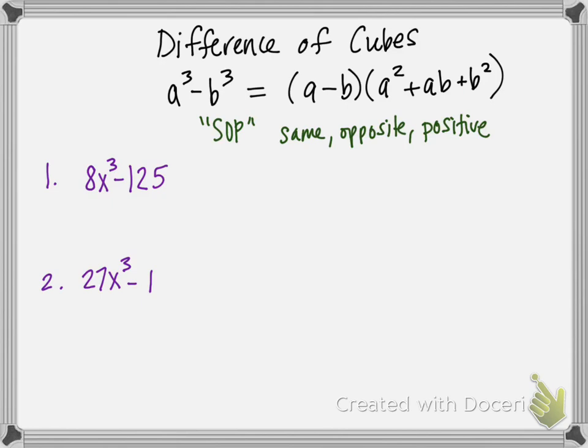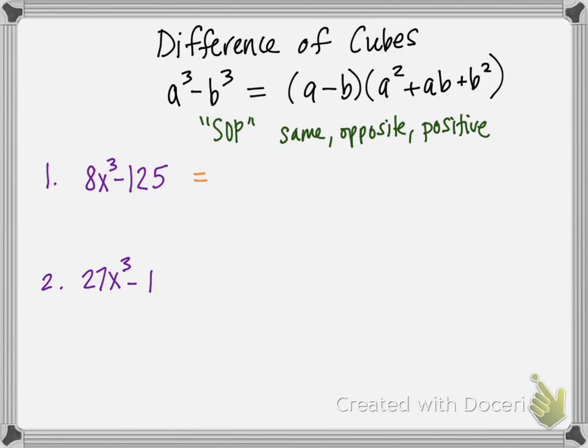All right, so notice for filling in your factored form also there's a and b. So how do you get a? You're going to take the cube root of the first term, and that gives you a. How do you get b? You take the cube root of the second term, and that gives you b. So let's take a look at number one. So again, two terms, minus sign, and I can take the cube root of both terms.